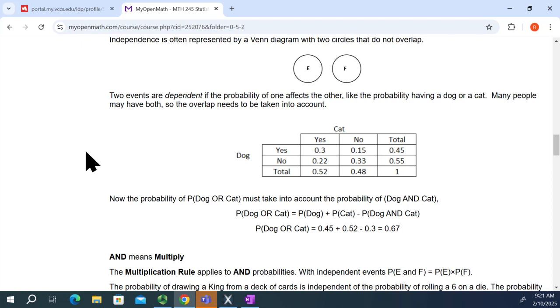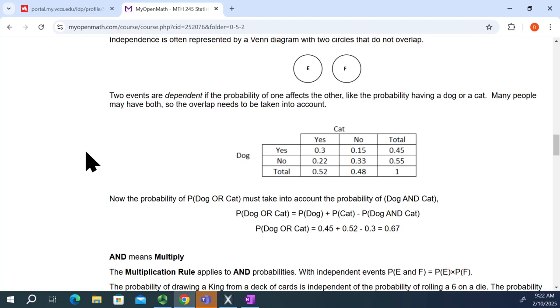Make a contingency table. Now this one, people can have dogs and cats. So what's the probability that they have a dog or a cat? Or means add. So what's the probability of having a dog or having a cat? Look at the dog. What's the probability of dog? What's the probability of cat? 0.52. Then I've got 0.52 plus 0.45. But I've also got people that have both. So I have to subtract this probability because these are not independent events.